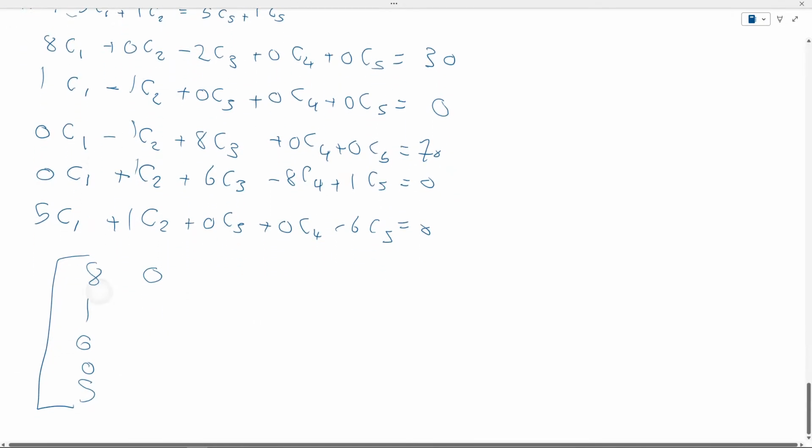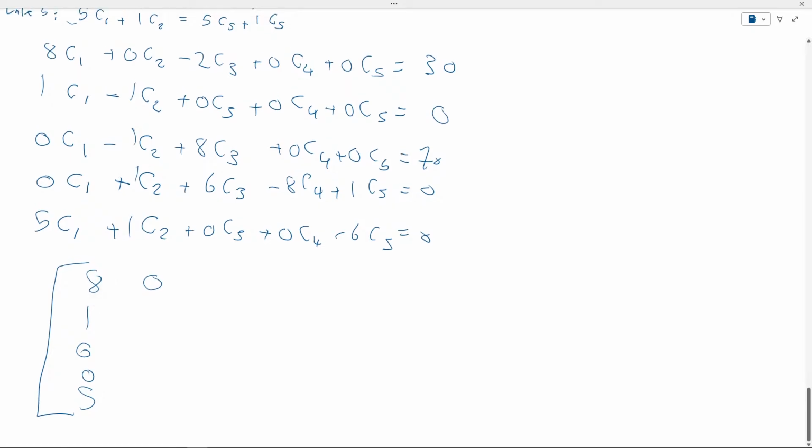Because when you bring this to this side, that should be negative. Yeah. So in my second equation, I have 0, negative 1, negative 1, 1, and 1. My third row here, I have negative 2, 0, 8, 6, and 0. And then my fourth one here, I have like 0, 0, 0, negative 8, and 0. And then my last one here, I have 0, 0, 0, 1, and negative 6.